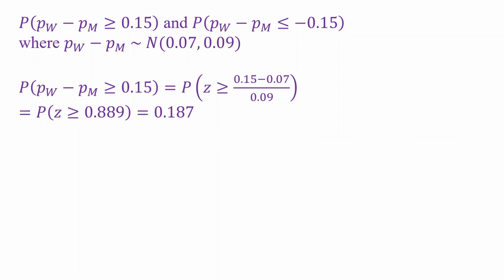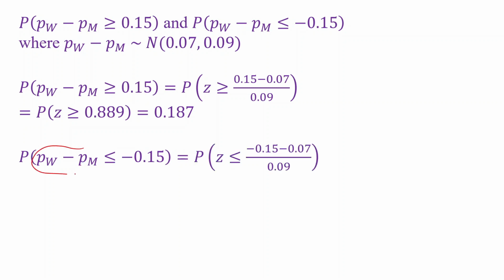I'm going to do the same thing for my second inequality here. That the difference of those would be less than or equal to negative 0.15. Again, that's saying that the difference is still greater than 15%. It's just greater than 15% when the proportion of men is larger than the proportion of women, but more than 15% in that direction.